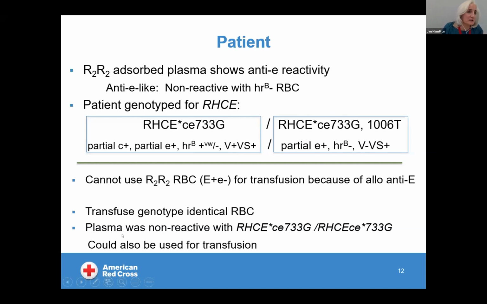However, it's not always easy to come up with an exact match, and the plasma in this individual was discovered to be non-reactive with RHCE 733 homozygotes. And so that indicates that those patients of that genotype should also be suitable for transfusion, because you're not really introducing anything to her by transfusion that is foreign to her. And that's the way that many of these patients can be handled if you have the donors that are genotyped.